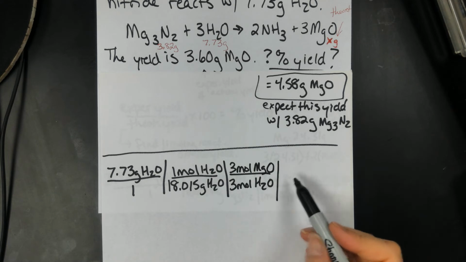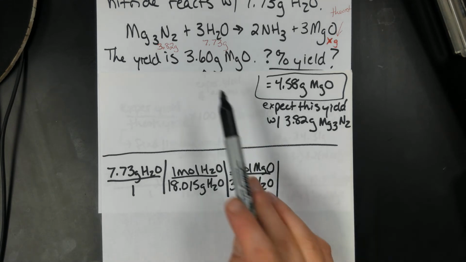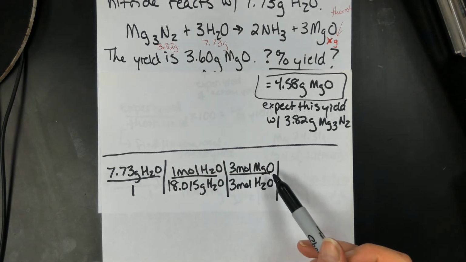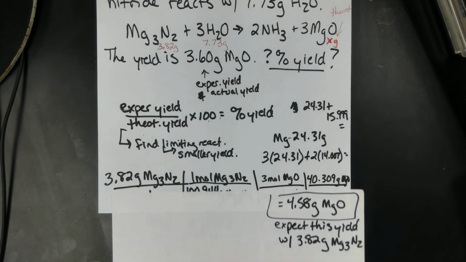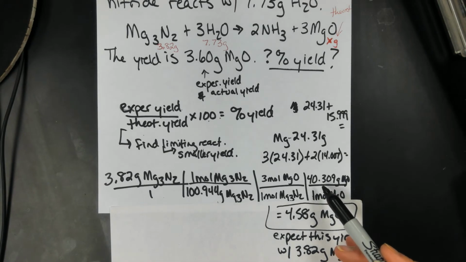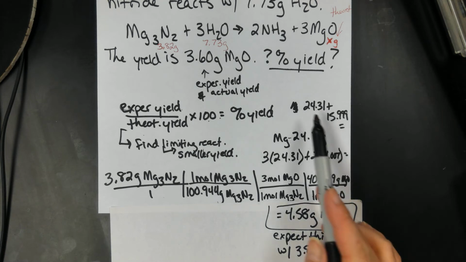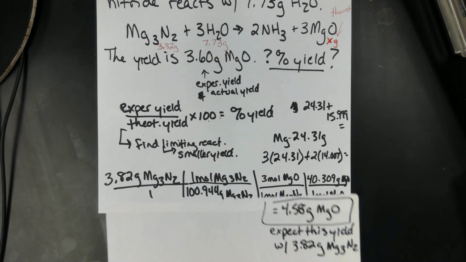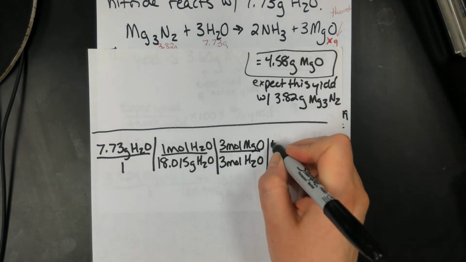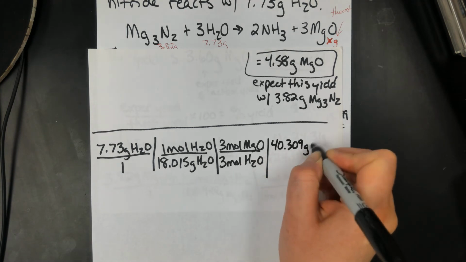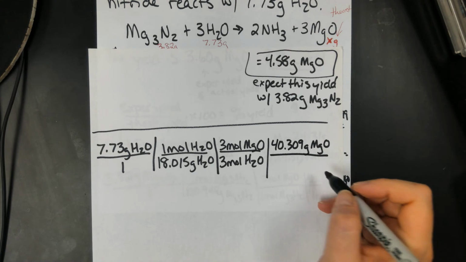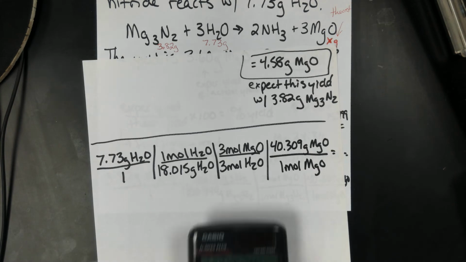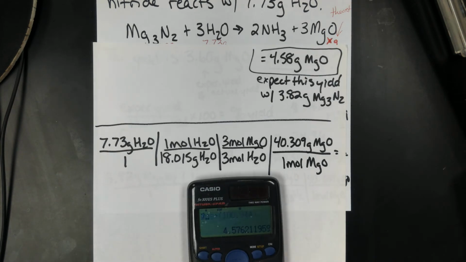And then what's my last step? The question is asking, I have to compare it in grams, don't I? So I need to convert this to grams. How do I do that? Periodic table again. We already did calculate the molar mass of magnesium oxide, didn't we? 1 magnesium plus 1 oxygen, right here. 1 mole of magnesium oxide weighs 40.309. So 40.309 grams of magnesium oxide is the same as 1 mole of magnesium oxide.